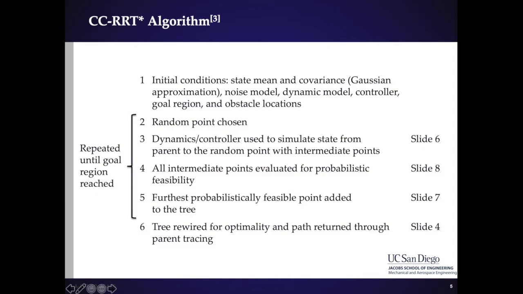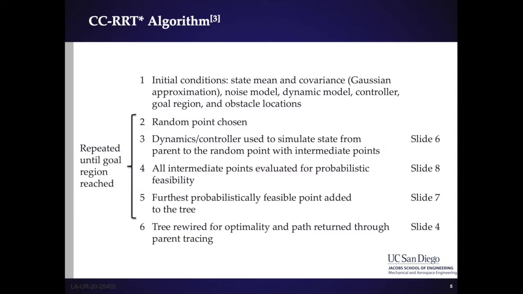CCRT STAR is similar to RRT STAR in that it is a random sampling-based algorithm that has rewiring for path optimality. However, instead of simply connecting points to one another with straight lines like RRT, a dynamic model and controller are taken into account. The dynamics model uncertainty in the state and uncertainty in measurements through tracking the state mean and covariance under a Gaussian distribution assumption.